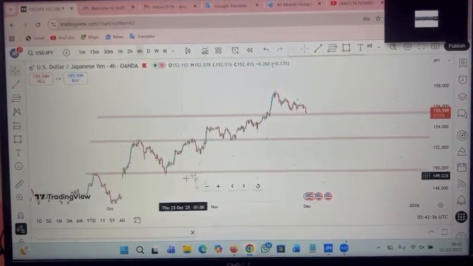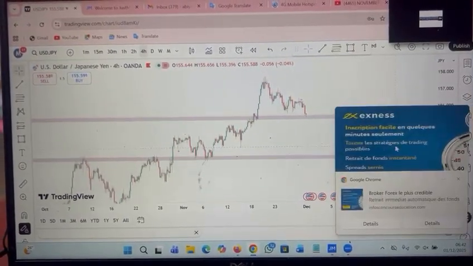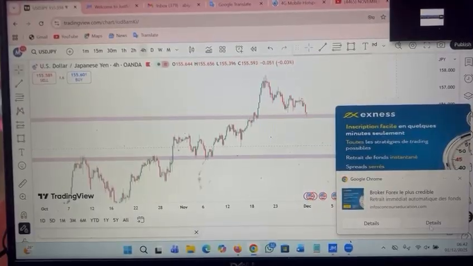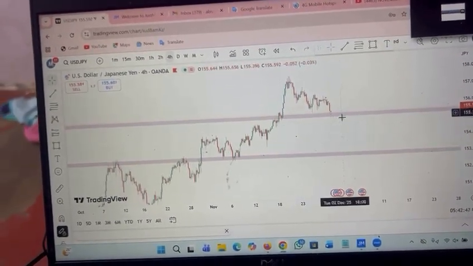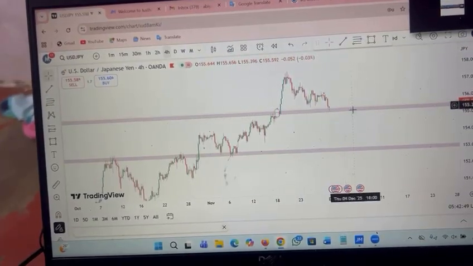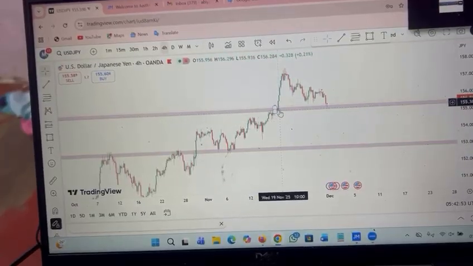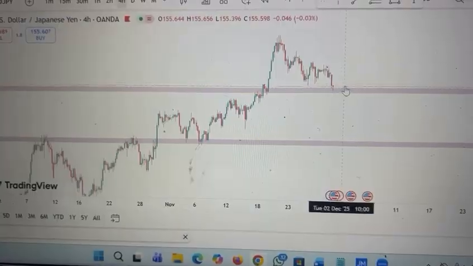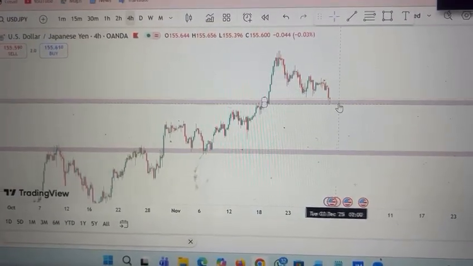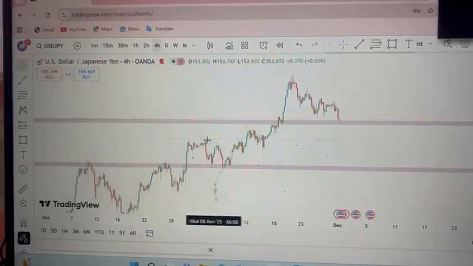So I'm going to try to draw, so it shows that the market is already getting into the support level, and as you can see, there's a strong rejection here. So the market is going to that zone, and currently there is a rejection happening in that zone.